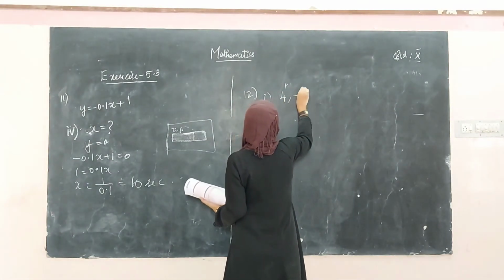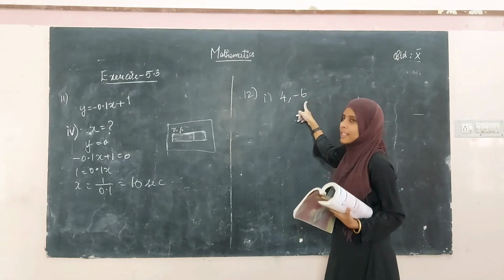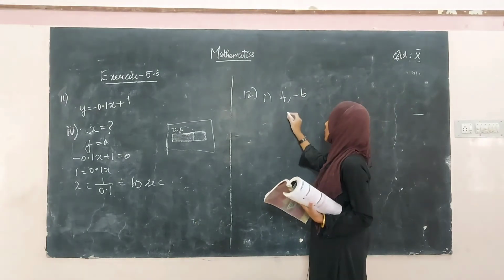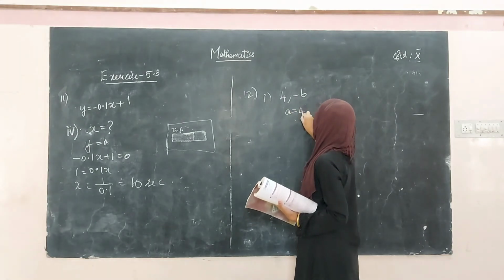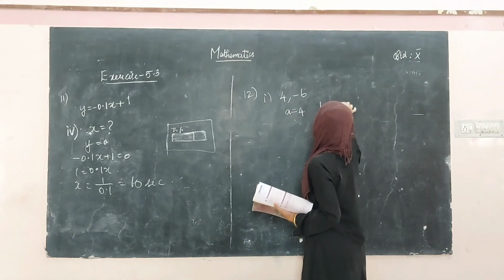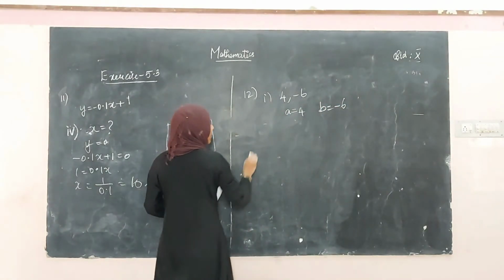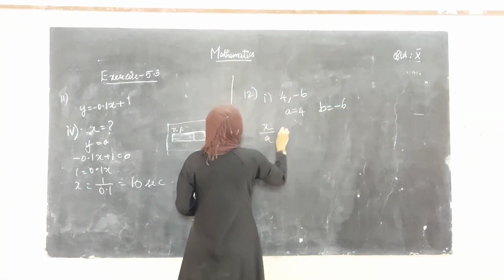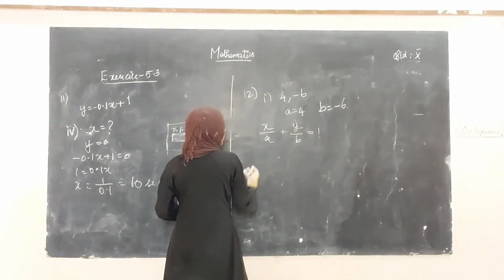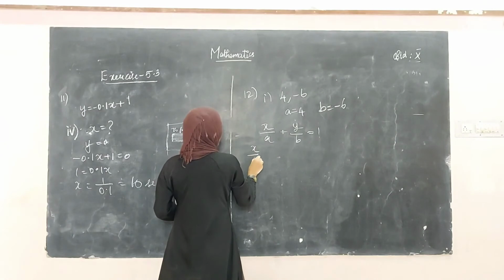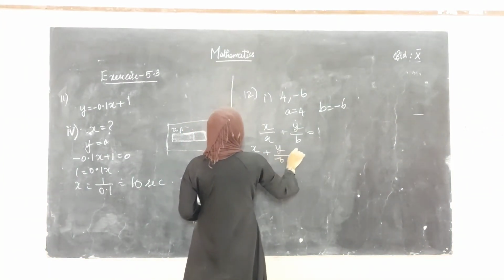4, minus 6. This 4 is the x intercept, and this minus 6 is the y intercept. That is, a is equal to 4, b is equal to minus 6. We know the intercepts, so how will we find the equation? Using the formula x by a plus y by b is equal to 1. Now substitute the values. x by 4 plus y by minus 6 is equal to 1.